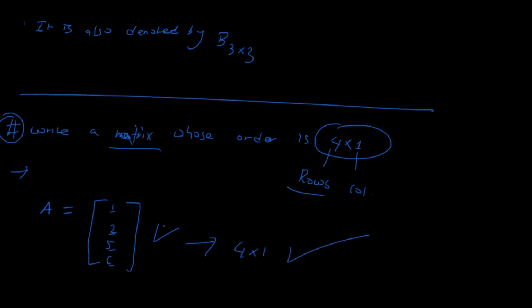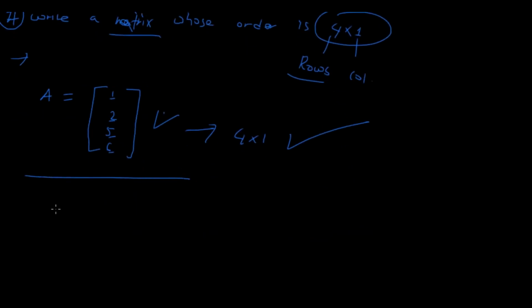Sometimes you are asked to write a 1 by 4 matrix. The concept is that we must have one row and 4 columns, that is 1 2 3 4. One row and 4 columns. This is a 1 by 4 matrix.